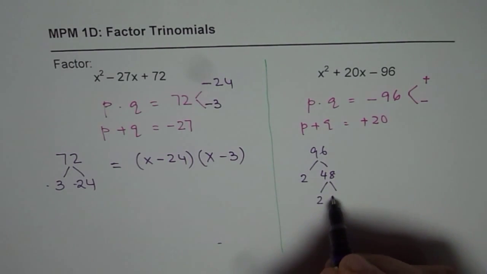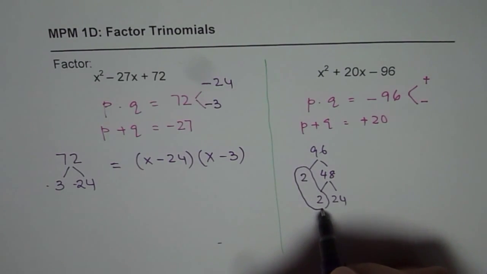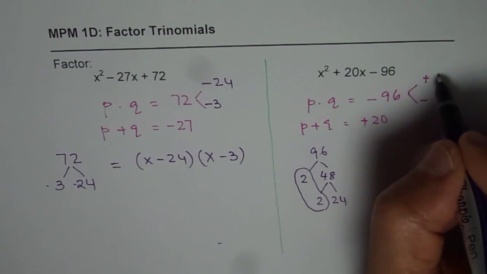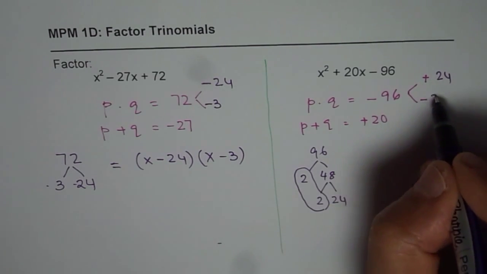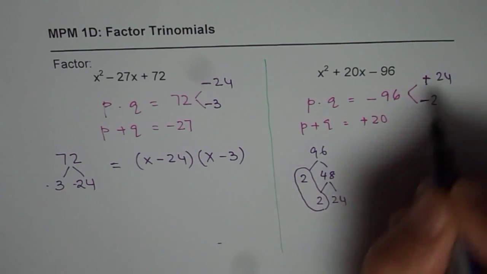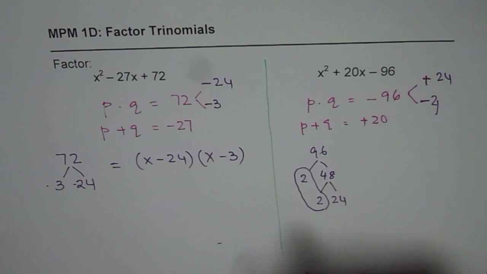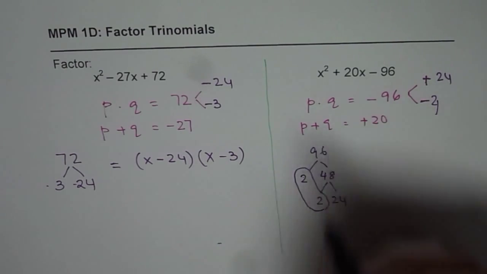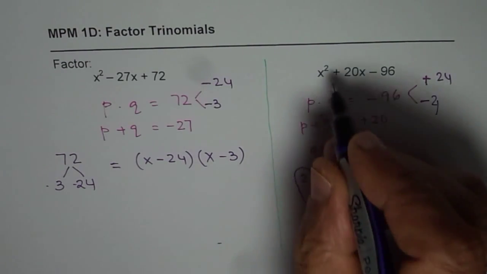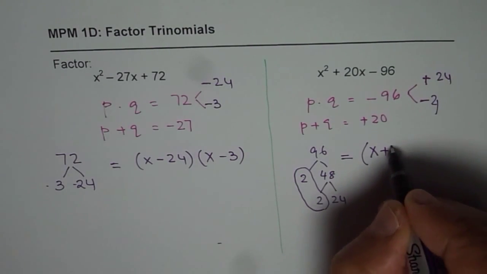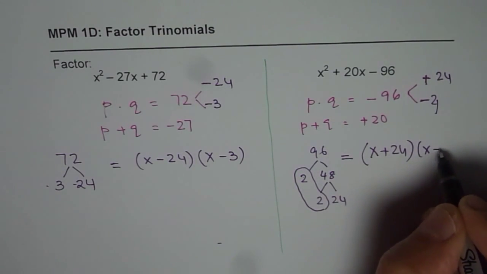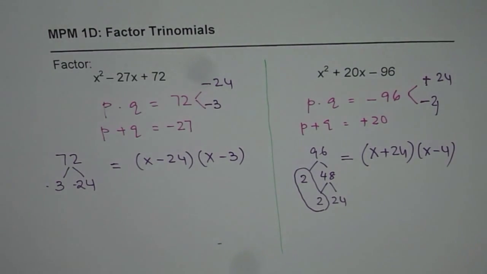So we get 4 times 24. Now we could have a combination like this: 24 and 4, higher number being positive, lower number being negative, right? So negative 4 and positive 24. When you add, you get plus 20. So we know which numbers to use. Now we can factor this as x plus 24 times x minus 4. Do you see how easy it becomes when we logically approach?